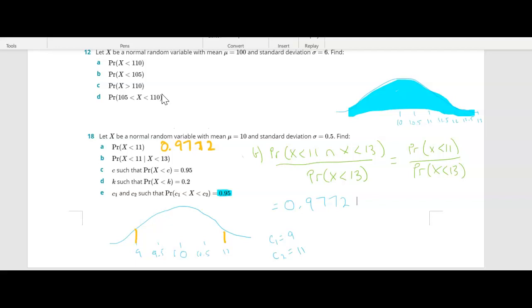Now, I don't think you'll ever be asked to calculate those 2 values, other than knowing 95%. If you see a question like that, it's highly likely going to be 0.95, and then you know it's 2 standard deviations either side of your mean.